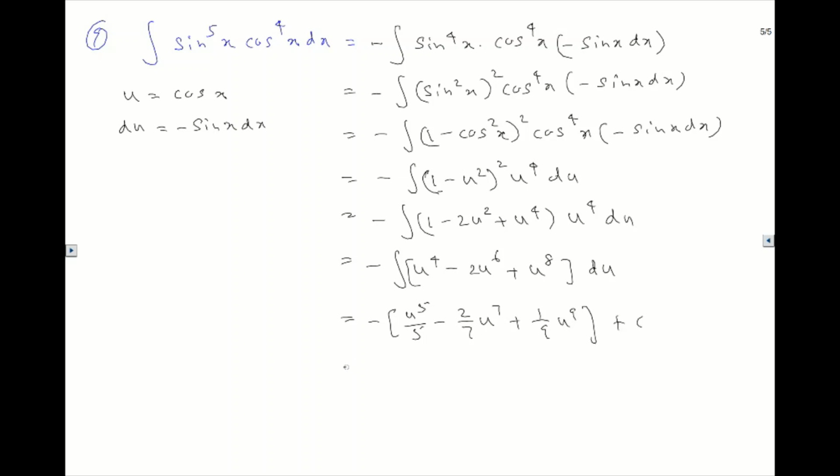Then you can multiply by the negative sign and substitute for cosine, so then you will get negative cosine 5x over 5, and then plus 2 over 7 cosine 7x, and then minus 1 over 9 cosine 9x plus c.